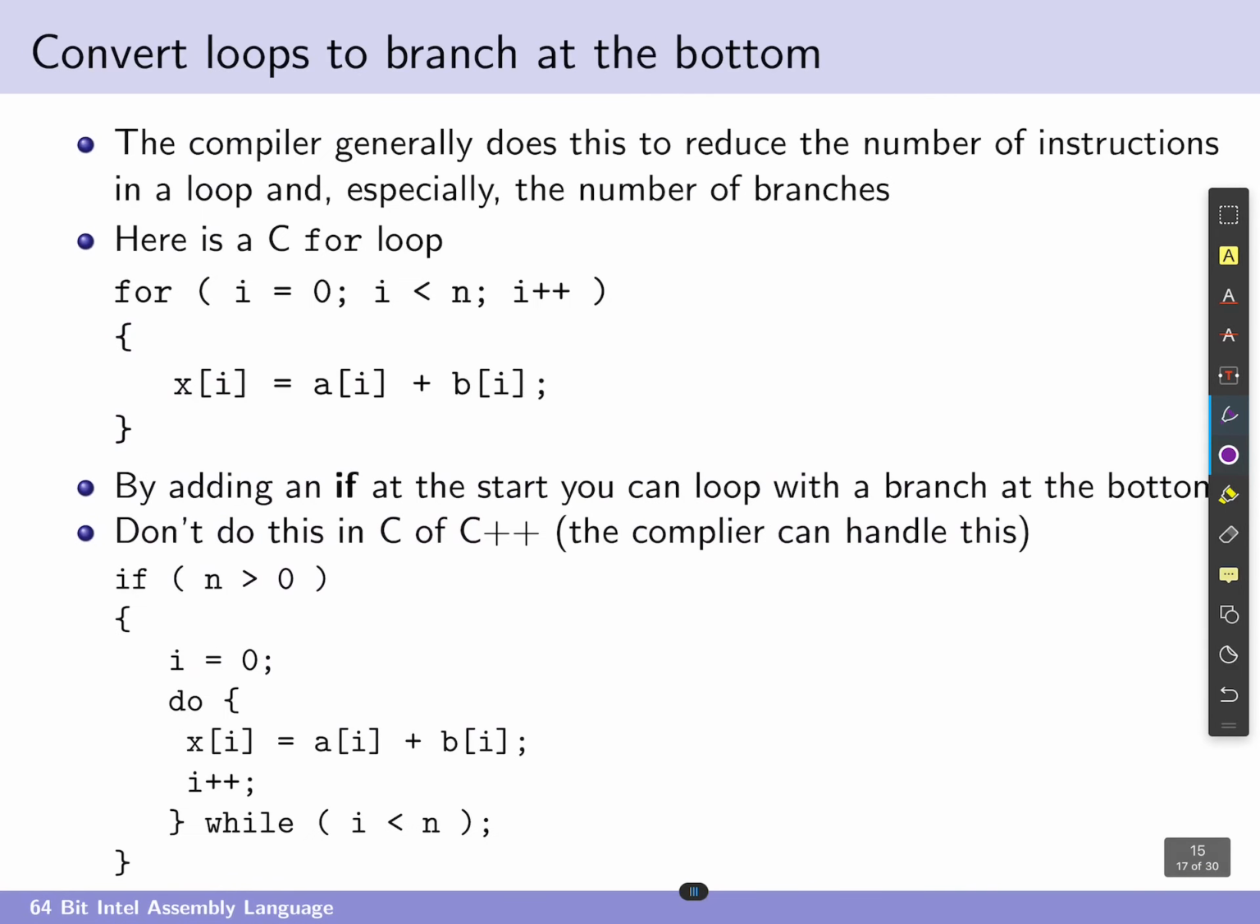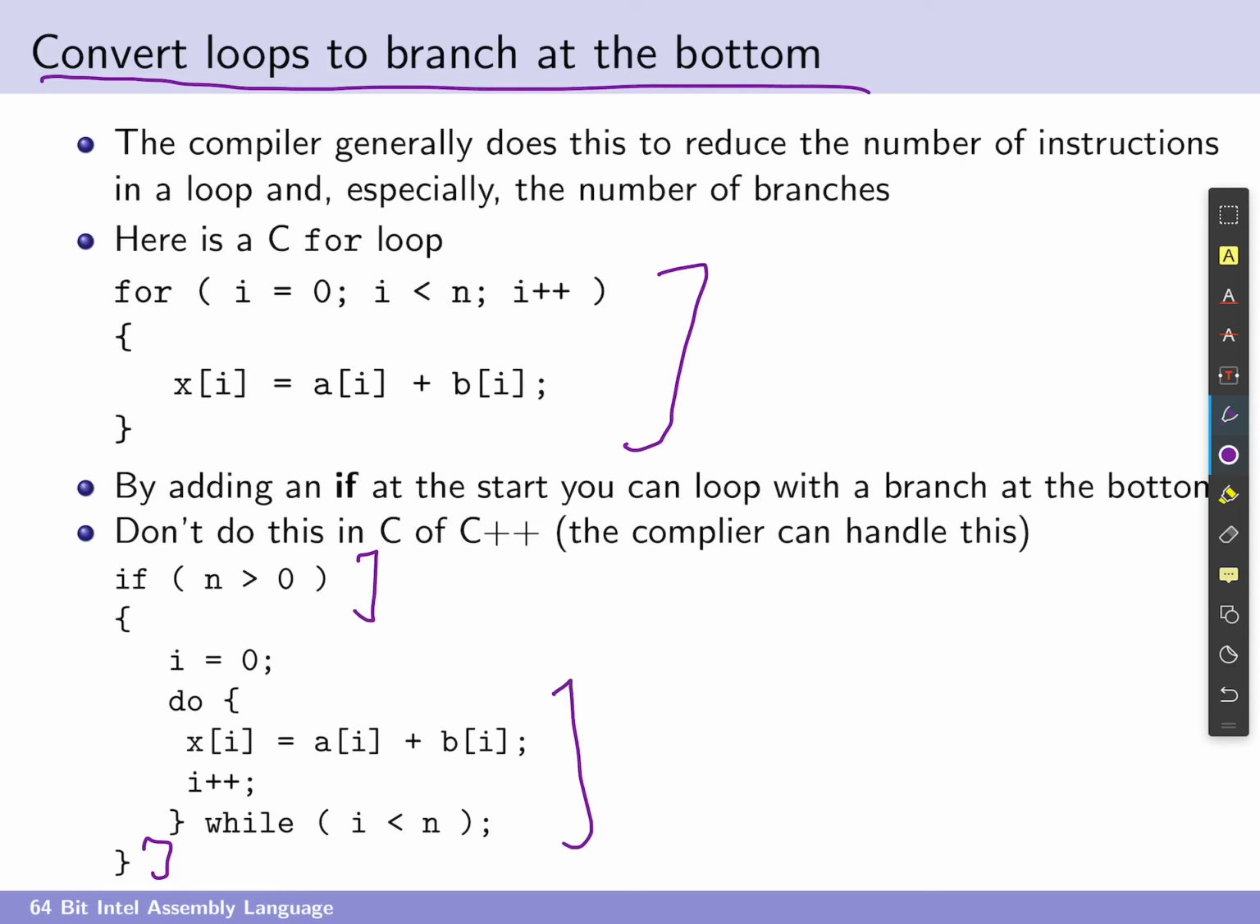Now in this vein of having fewer branches, it's why we converted our loops to branch at the bottom. If you recall from when we discussed looping, the idea was that instead of having a while loop, it was better to have an if statement wrapped around a do while. So the shorthand way of saying this is we want to convert our loops to branch at the bottom. Say I had this for loop over here, I would simply convert it such that I have an if statement at the start, and then a do while.